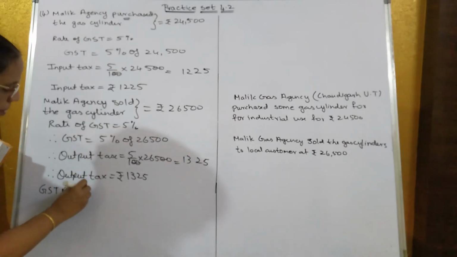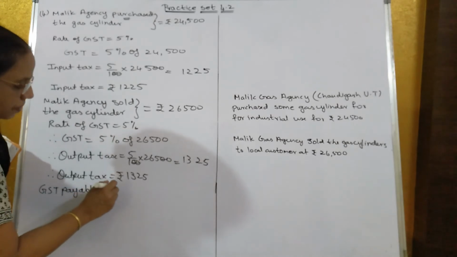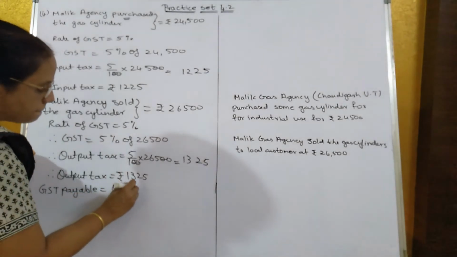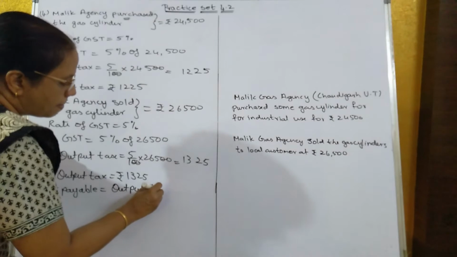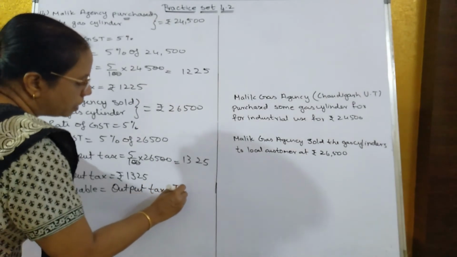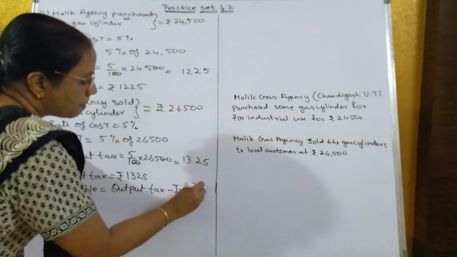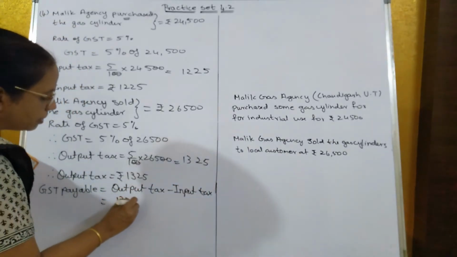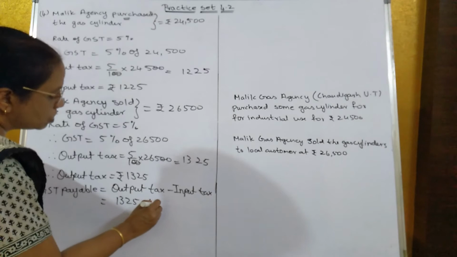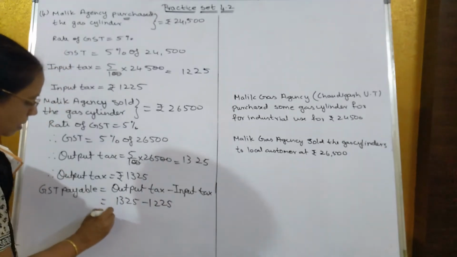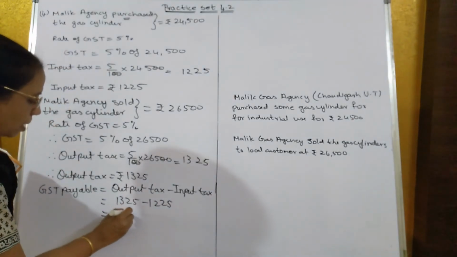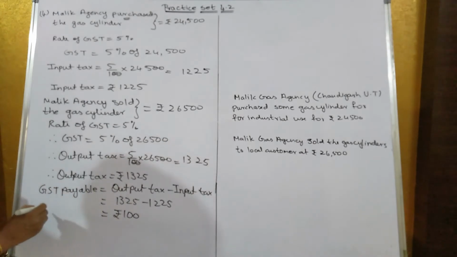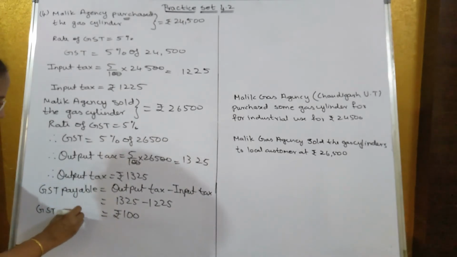GST payable is equal to output tax minus input tax. That's equal to 1,325 minus 1,225. That's equal to rupees 100. So GST payable is equal to how much? Is equal to rupees 100.